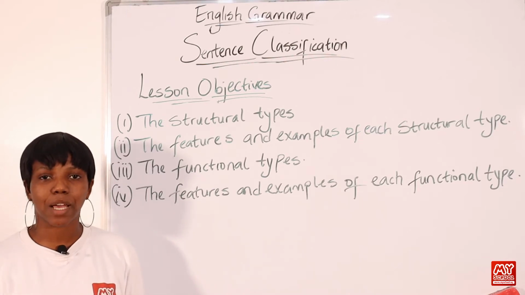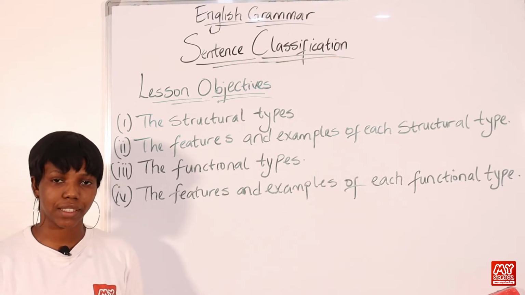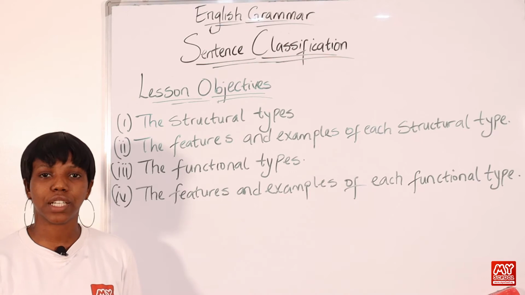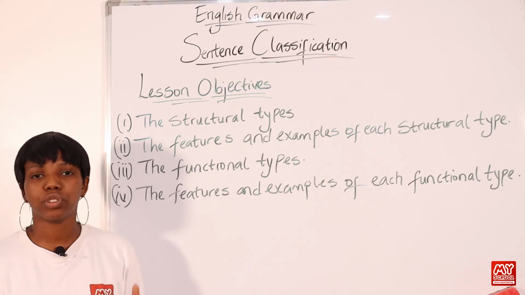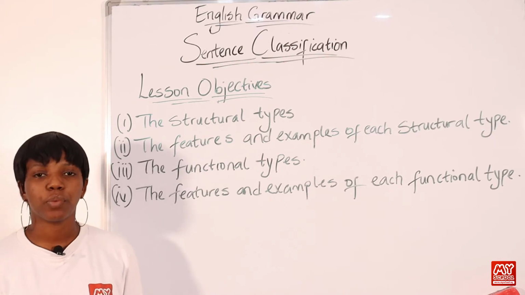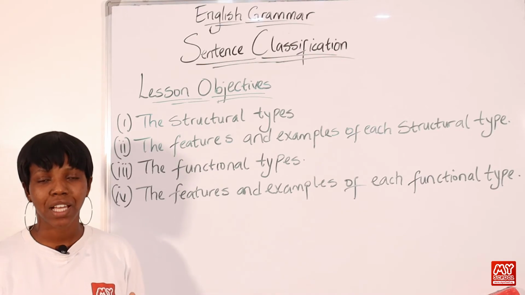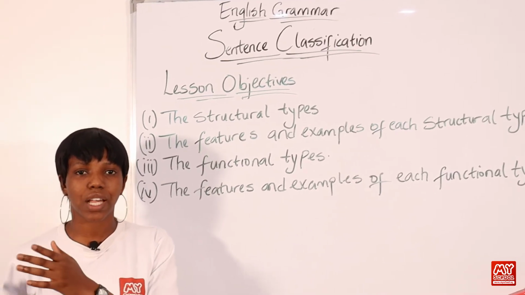Now, in structural type, there are 4 basic types of structural classification of sentences. Number 1, we have the simple sentence. Number 2, we have the compound sentence. Number 3, we have the complex sentence. And number 4, we have the compound complex sentence. So these are structural types. Now let's go over to the visual and look at them in writing.